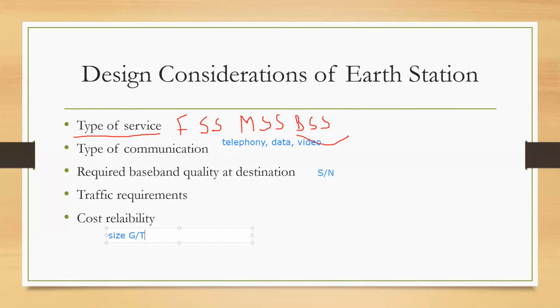That's a small earth station. And you must have seen the transmitters at the TV centers. They are big reflectors. They are the big earth station. So the small earth station has small G by T, and the big earth station has a large G by T. So G by T is also one of the factors which decides the size of the earth station.